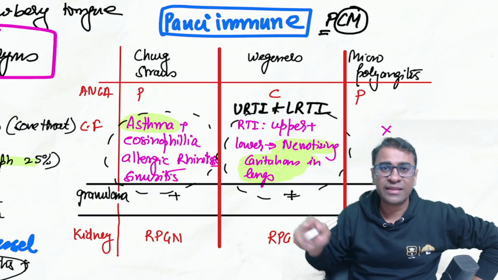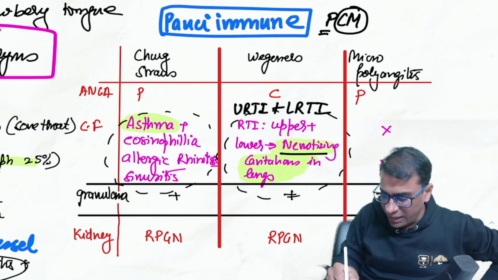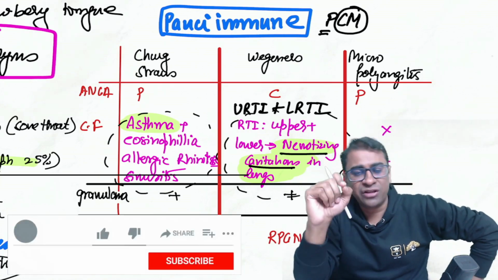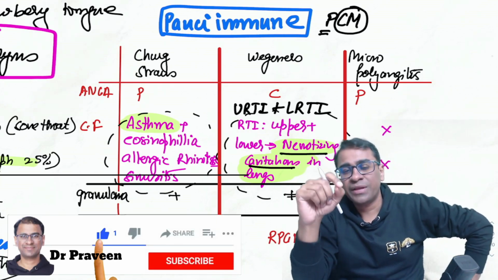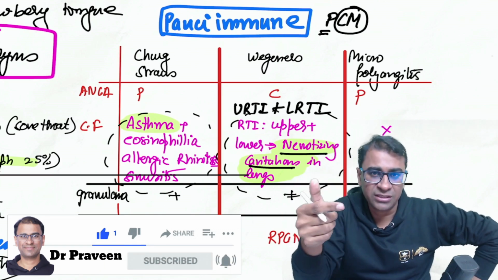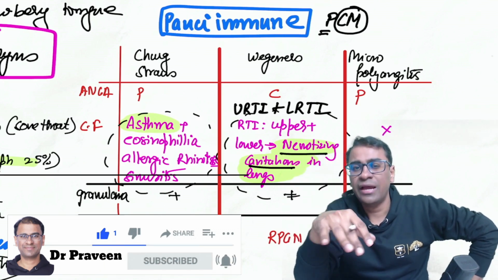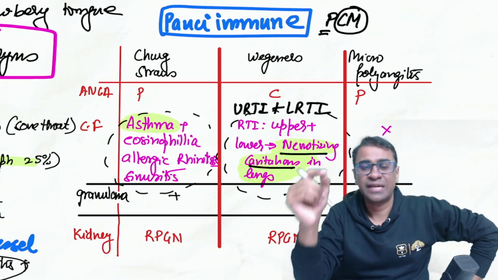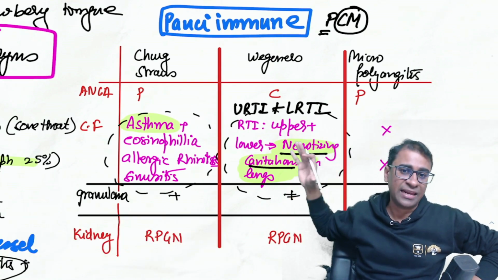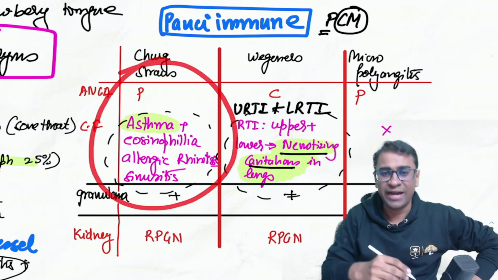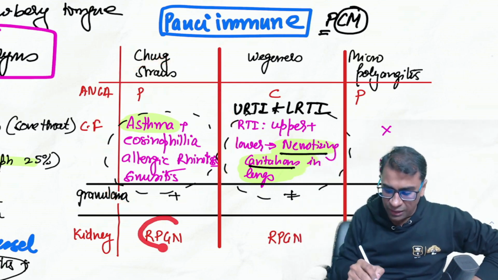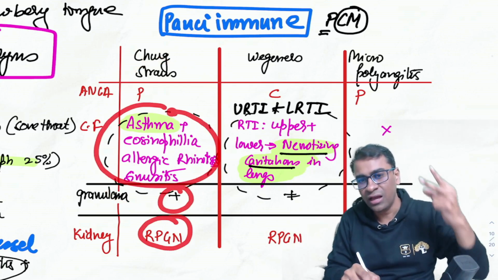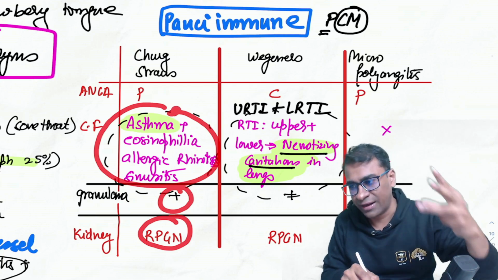And along with that, they have a very important necrotizing cavitation, meaning a cavitary lesion in the lungs, and that can also show infiltrates like pneumonic infiltrates in the lungs. It's not actually pneumonia, but the infiltrates look like pneumonia, and they can also show caseous necrosis in Wegener's. This was this year's INICET question. Churg-Strauss has a patient having RPGN, granuloma, and asthma, eosinophilia, and allergic rhinitis.